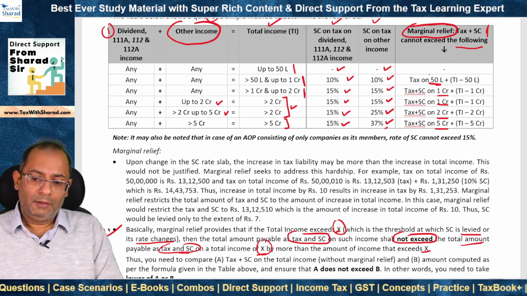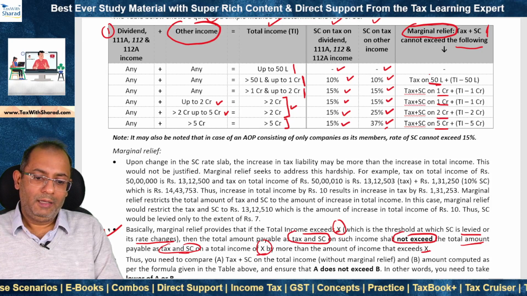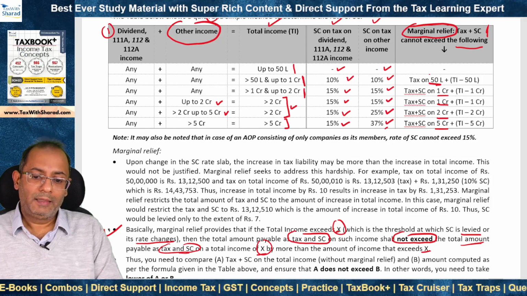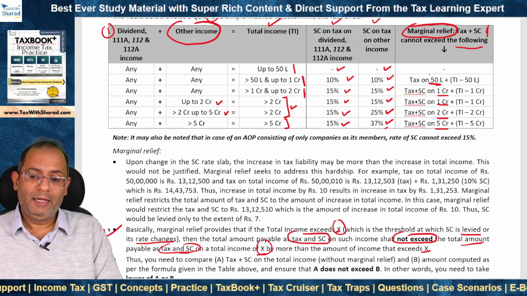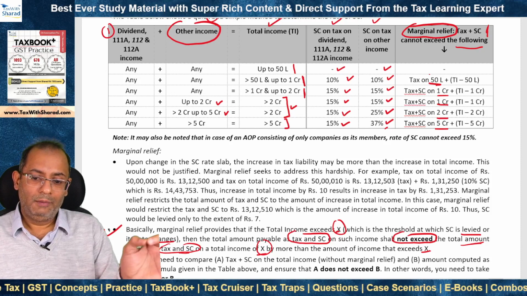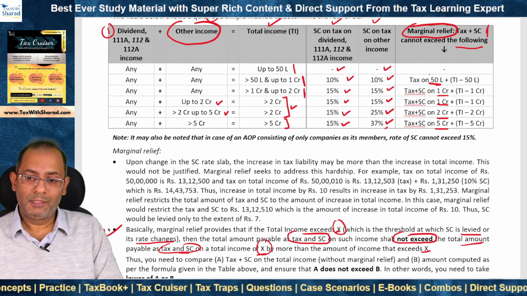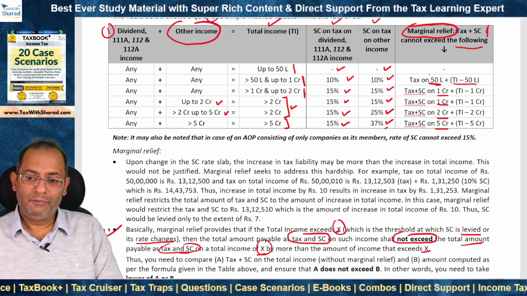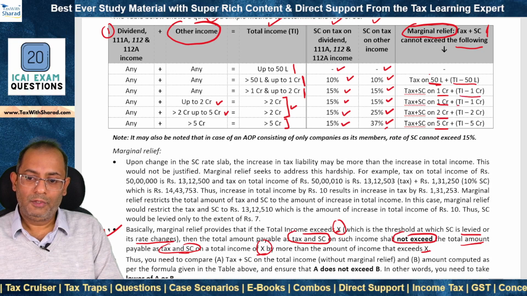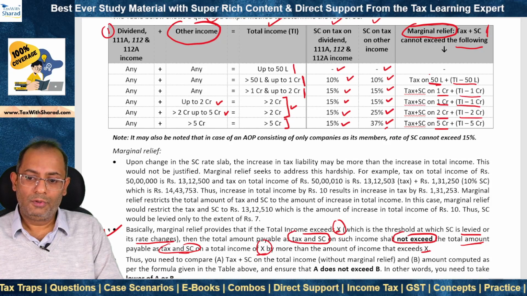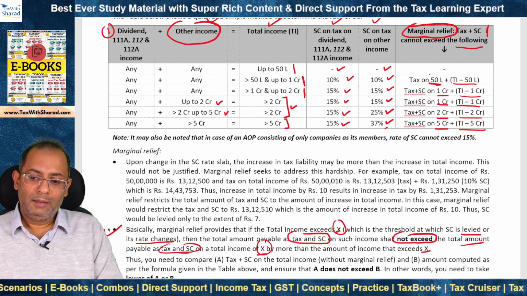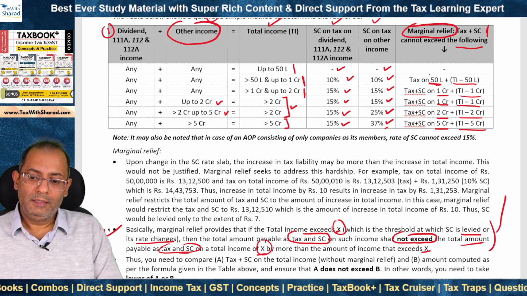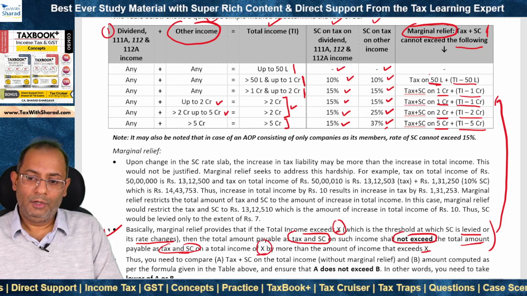So it cannot exceed the total amount payable as tax and SC on a total income of X by what? By more than the amount of income that exceeds X. So amount of income that exceeds X is what? Total income minus 50 lakh, total income minus 1 crore, total income minus 2 crore, and total income minus 5 crore. So this provision translates into a formula.